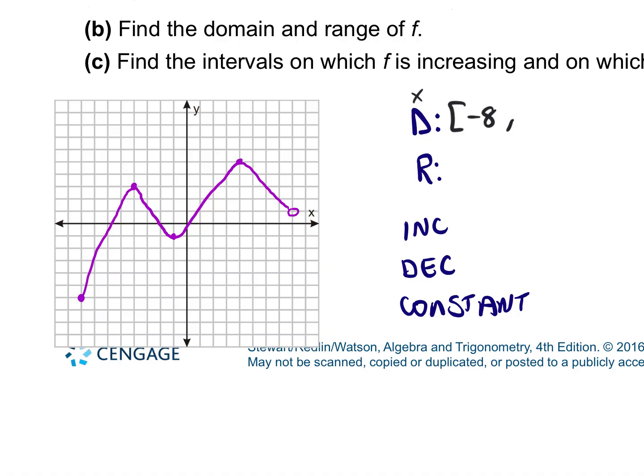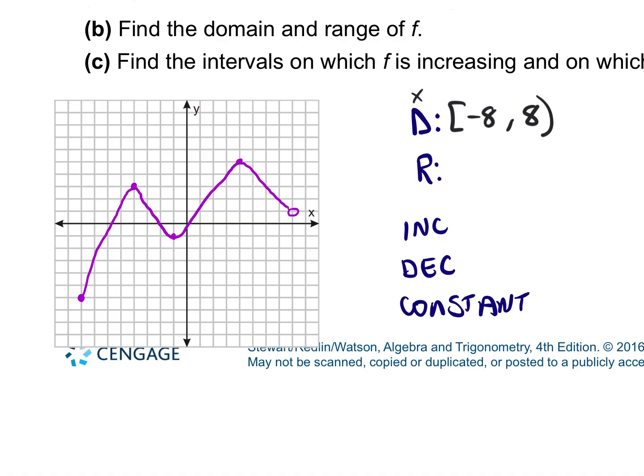So my pencil is touching graph, touching graph, until we get to here. What x value does this have? 8? And since that's an open circle, do you think this would get a bracket or parentheses? Parentheses. Perfect. So that would be our domain.